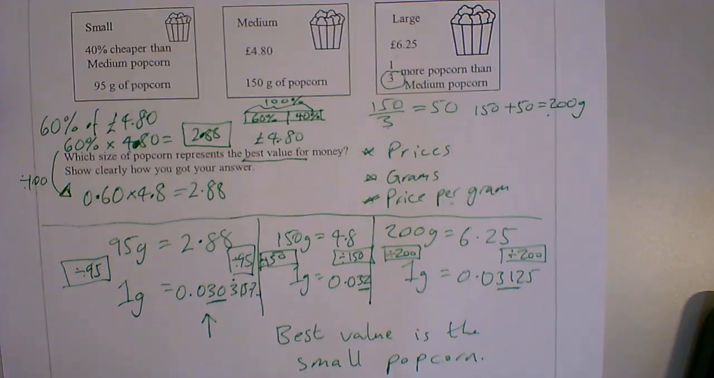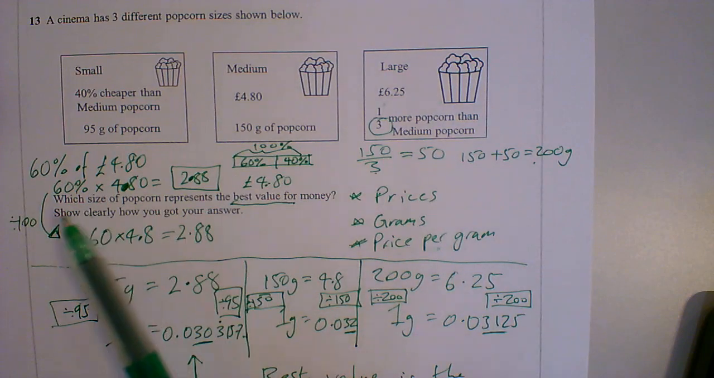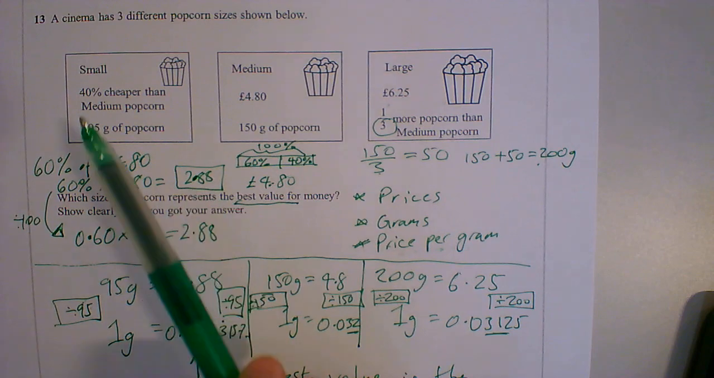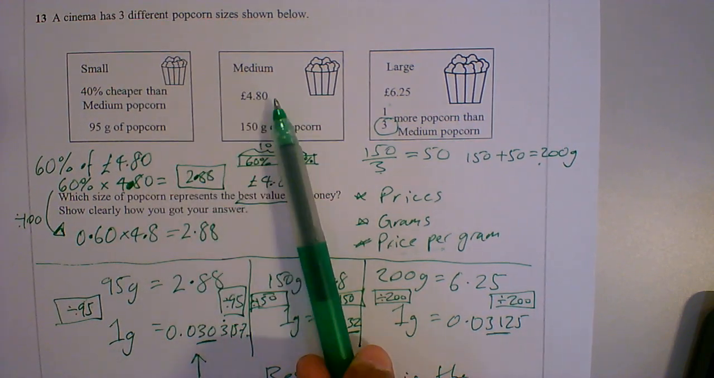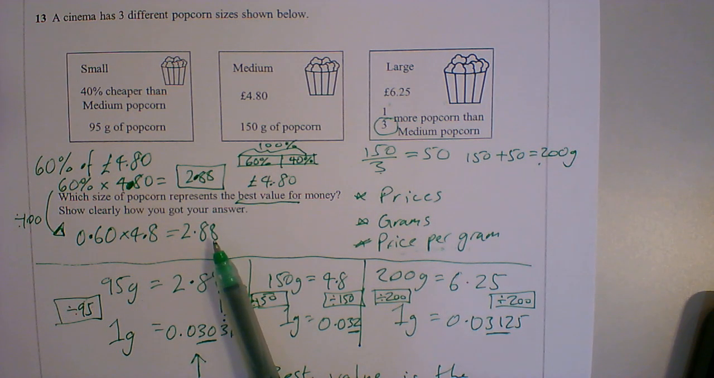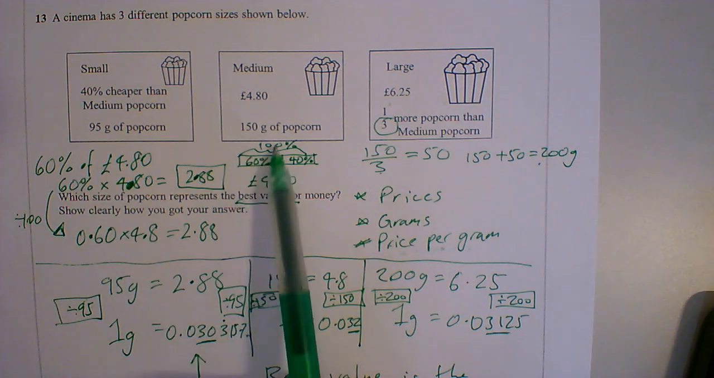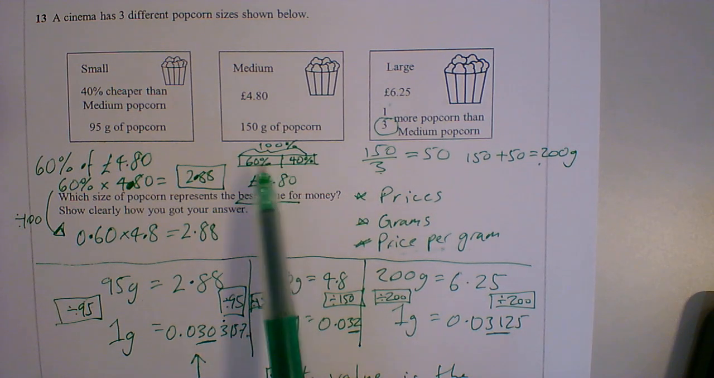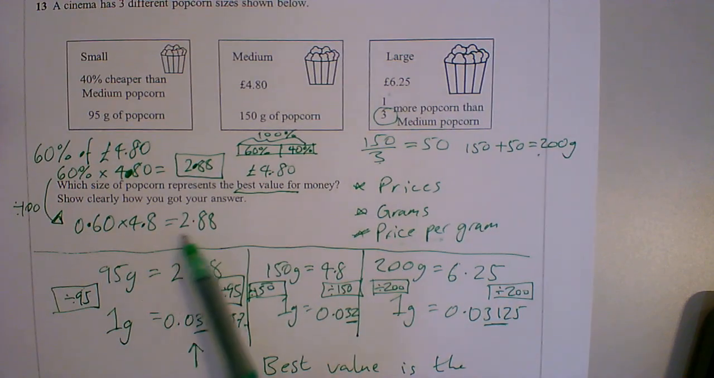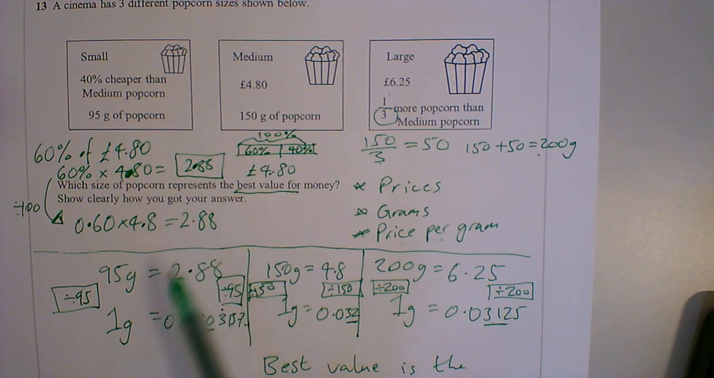Okay, so let me check my answers. Let me check the question. Which size of popcorn represents the best value for money? So we've got, this is 40% cheaper. So 40% cheaper is £2.88. How did we get that? 40% cheaper means it's 60% of the price. So this is 2.88, and then we worked out 1 gram of this, because we want to see what the cheapest is so we can compare them. This one is fine as it is.